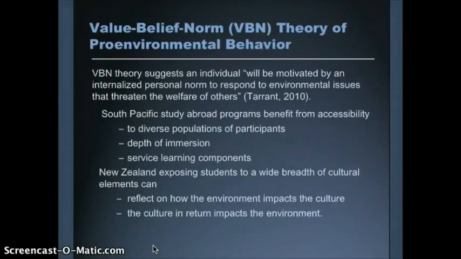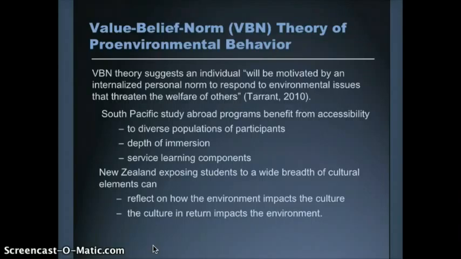The value belief norm, or VBN theory of pro-environmental behavior, is another theory that can be applied to global learning. VBN theory suggests an individual will be motivated by an internalized personal norm to respond to environmental issues that threaten the welfare of others. In the South Pacific, the study abroad programs benefit from accessibility.